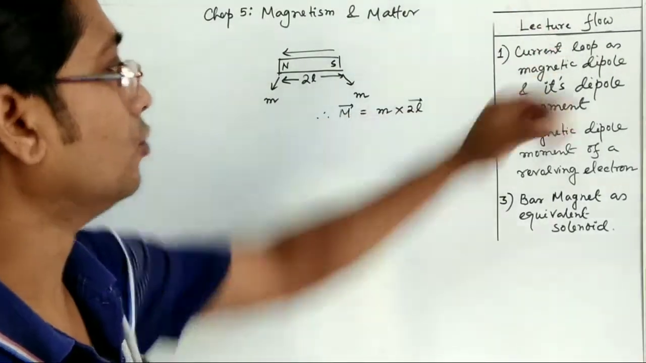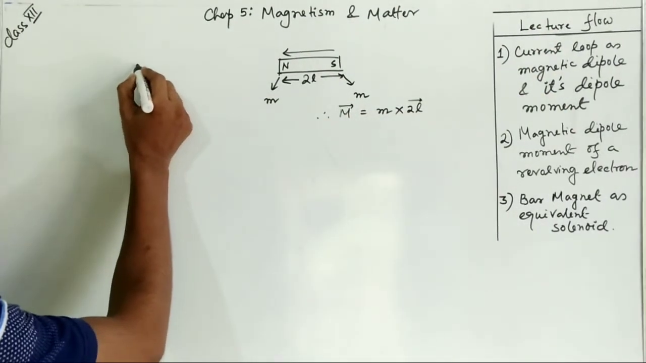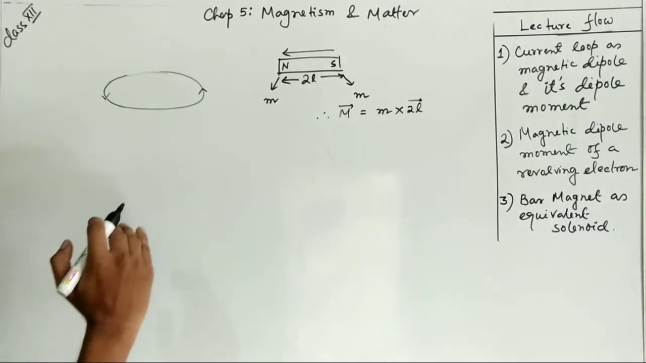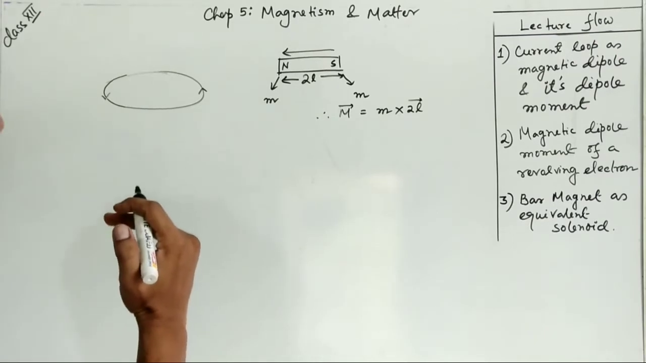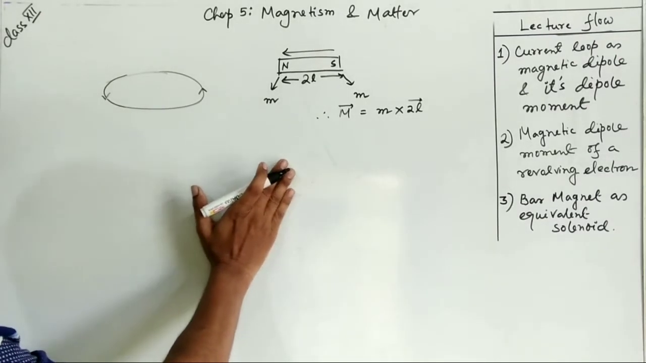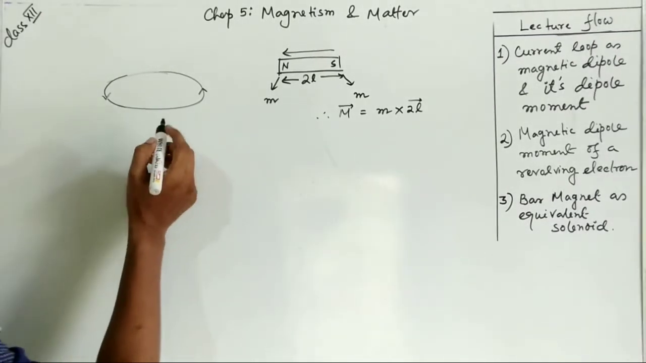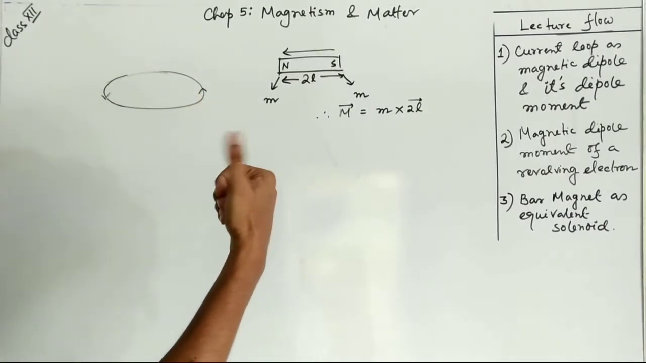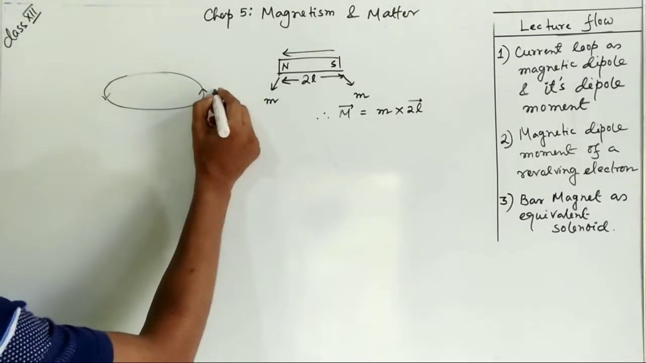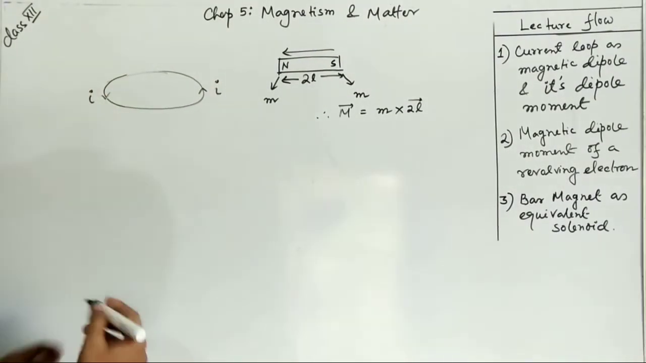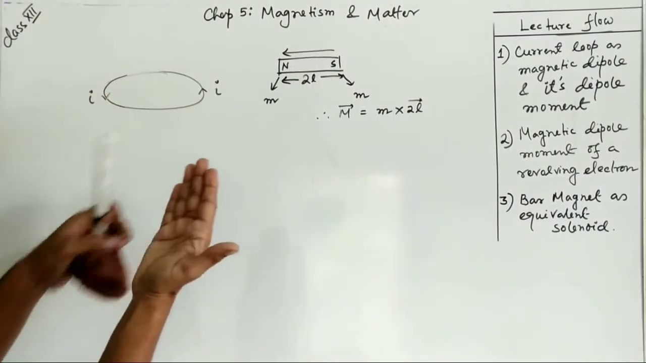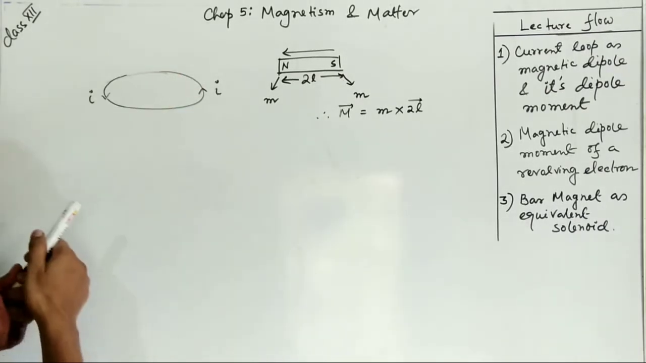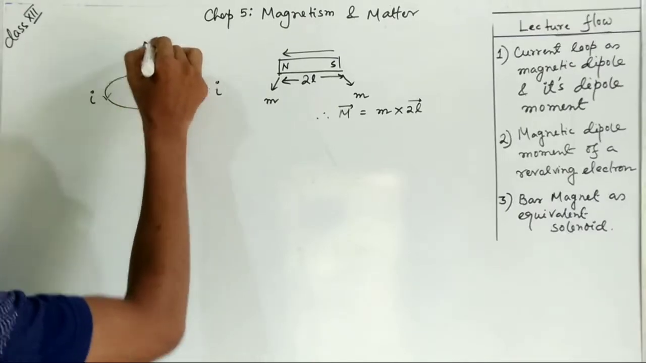Now, current loop. If we just draw one current loop here, the plane of the loop is perpendicular to the plane of the board, the plane of the whiteboard. That means, if we use the right hand thumb rule, if we grab it, the thumb will indicate the direction of the current, that is I. And then the remaining fingers wrap the conductor in this way. So the direction of the magnetic field will be in that direction.